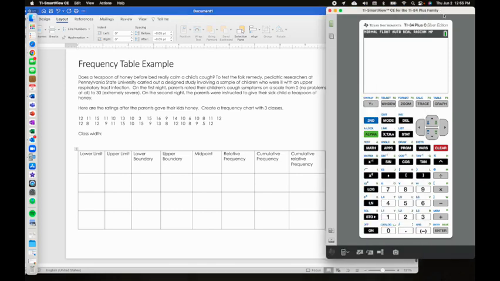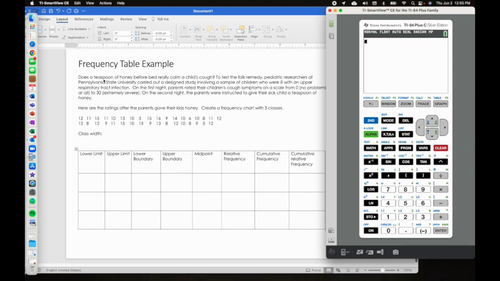So I'm getting a lot of questions about frequency tables, so I wanted to go through another example nice and slow and in a lot of detail.